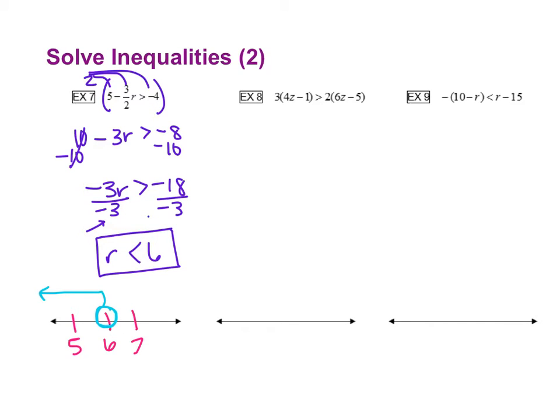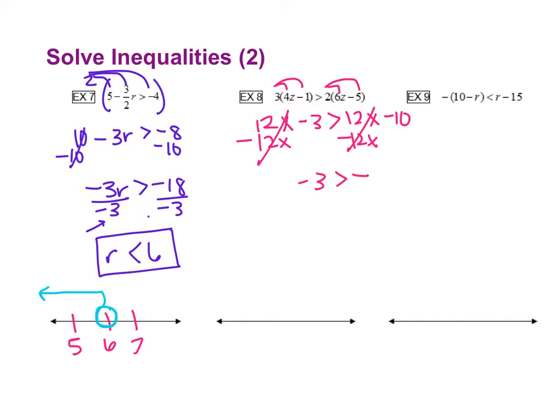Alright, next example, we see all those parentheses, so we're going to go ahead and distribute. We have 12z, and I'm just going to make it an x because my z's look like 2's, 12x minus 3 is greater than, distribute on this side, we have 12x, and then 2 times negative 5 is negative 10. So you might notice right away that you have a 12x on both sides. When you subtract 12x to get those together, your 12x's do cancel away. Carry down what you have left. You have a negative 3 is greater than negative 10.